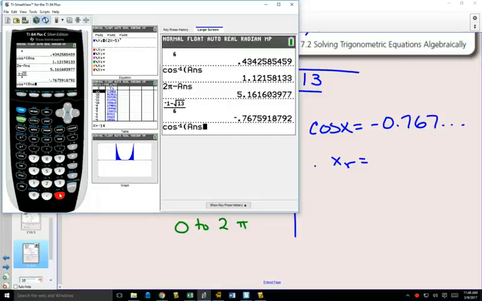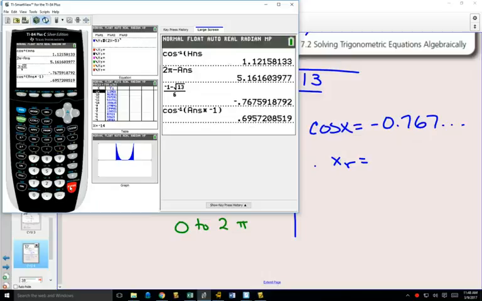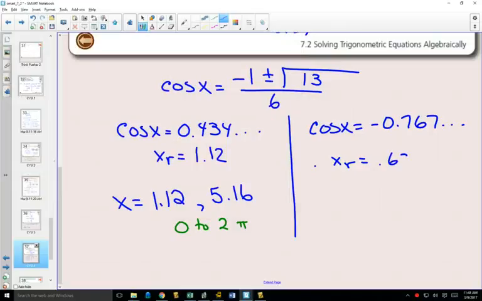So how do I change my answer that's a negative answer to a positive answer? I could multiply by a negative 1. Does that make sense? And now I'm doing cos inverse of the positive value, and I find my reference angle is 0.6957. Again, I'm not rounding that. We only round when we get to our final answer.